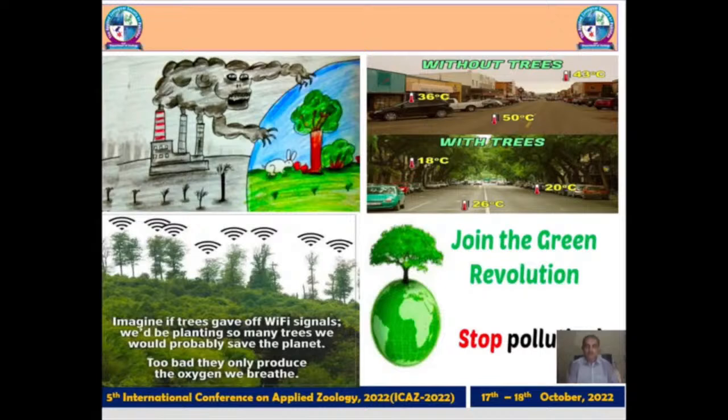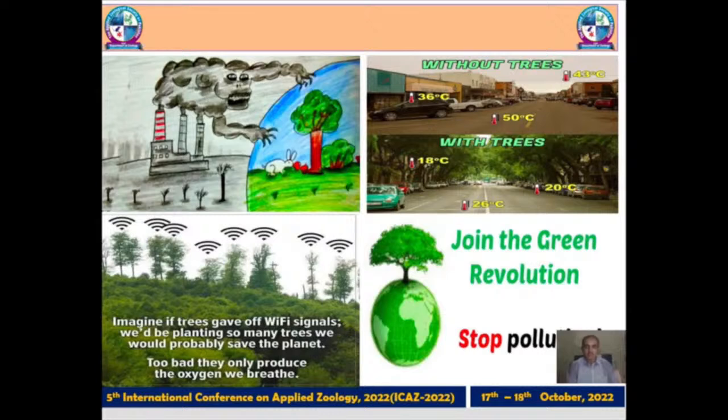In the next portion of the slide, you can see that without trees, the temperature on the surface of Earth is increasing, and with trees, this temperature is under control up to some extent. If trees gave off a Wi-Fi signal, we would be planting so many trees, we would probably save the planet. Too bad, they only produce the oxygen which we breathe and the food which we eat. Join the green revolution and stop environmental pollution.